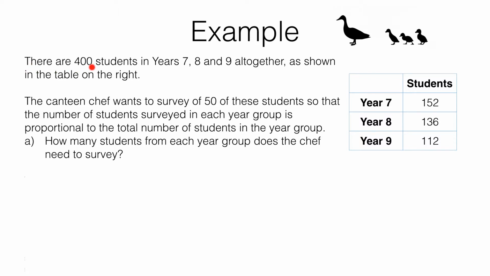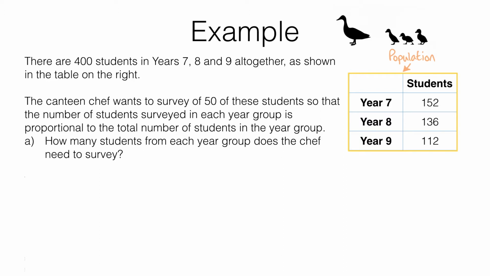There are 400 students in years 7, 8 and 9, as shown here. The canteen chef wants to survey 50 of these students so that the number of students surveyed in each year group is proportional to the total number of students in the year group. How many students from each year group does the chef need to survey?